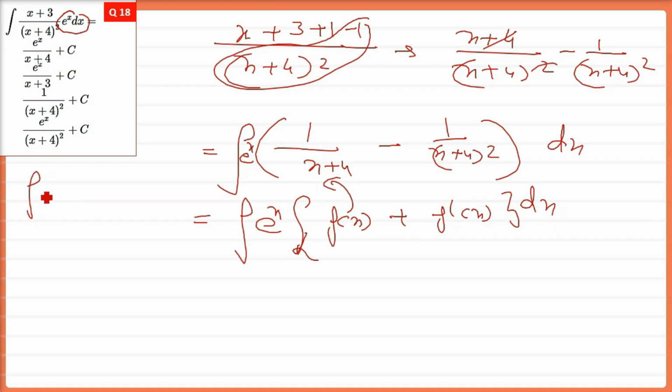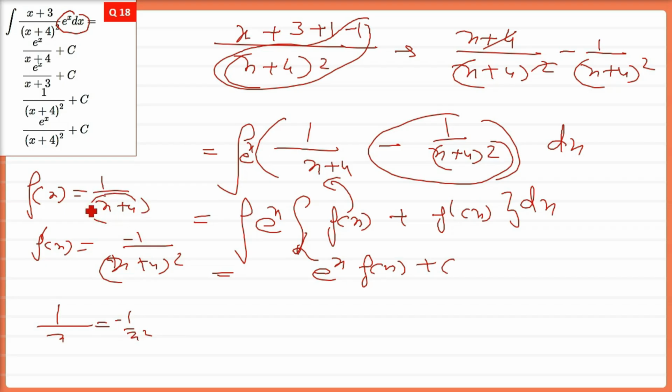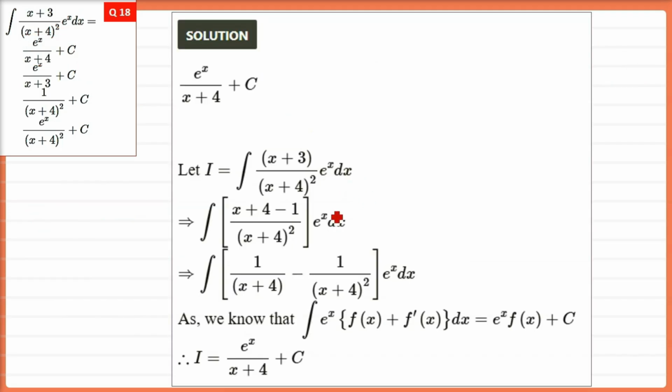So if the first term, which is 1 by x plus 4, we take and we differentiate it and we get negative 1 by x plus 4 whole square, then we are quite true with e raise x f x as the correct answer. So whatever f x you take, just multiply it with e raise x and that will be the answer. So f x is 1 by x plus 4, and f dash x is negative 1 by x plus 4 whole square. You already know that, because 1 by x differentiation is negative 1 by x square. That's a fact which we have known for long now. So e raise x f x is simply 1 by x plus 4 plus a constant of integration. Now you match which one of these is the correct answer. Okay, so this is the first one, A, and this is how you're going to do this.